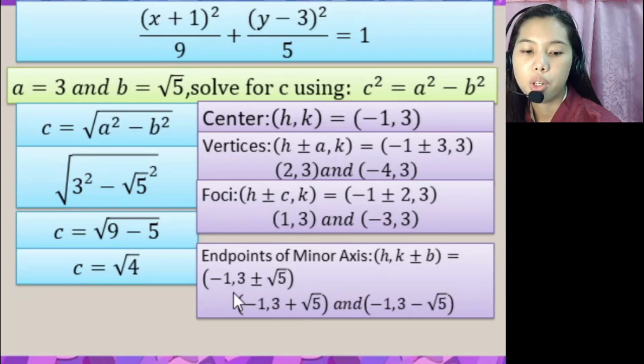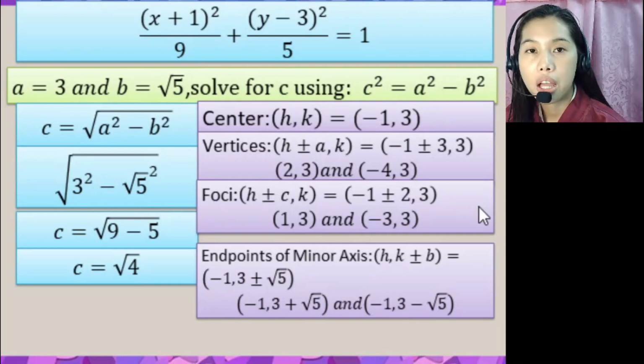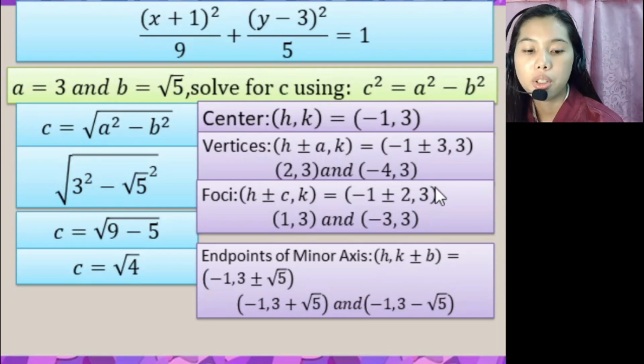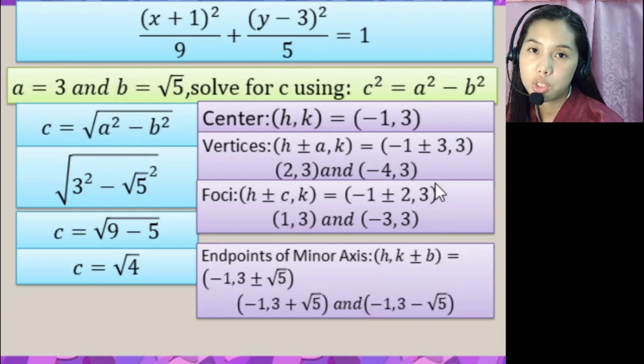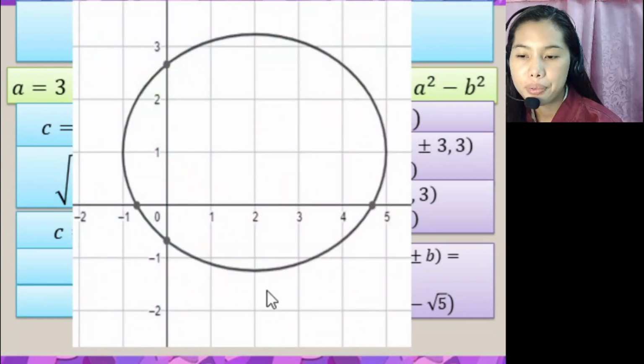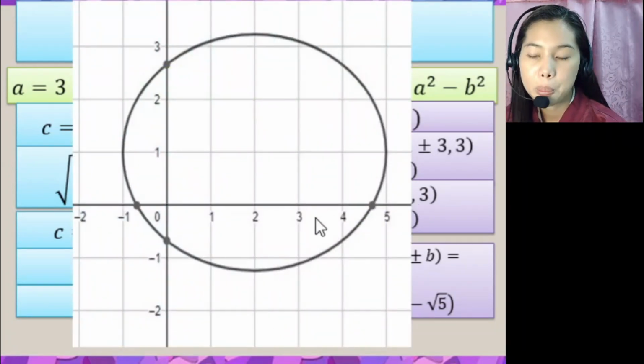So we have -1, 3 plus minus square root of 5. Again, we cannot simply add a whole number to a radical number. So we just have to copy it, and you just have to differentiate it with the sign. So you will have -1, 3 plus square root of 5, and -1, 3 minus square root of 5. So to graph, this is your graph. Alright?